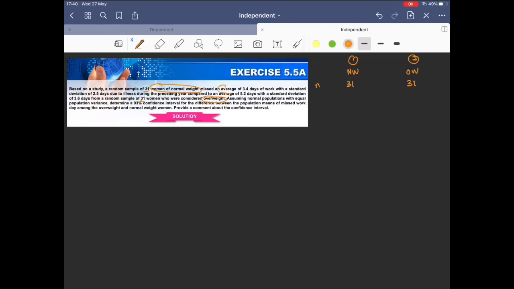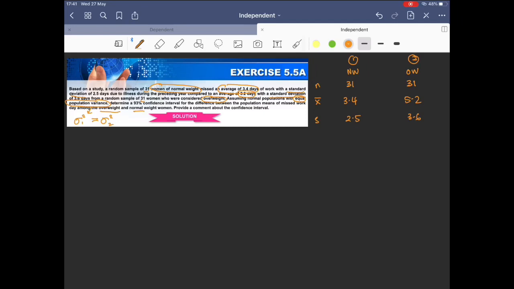And you have here average 3.4, so x bar is 3.4, and average 5.2. So here is 5.2. Standard deviation, standard deviation. So S here is 2.5, and here is 3.6. Okay, assuming normal population with equal population variance means that sigma 1 square is equal to sigma 2 square.